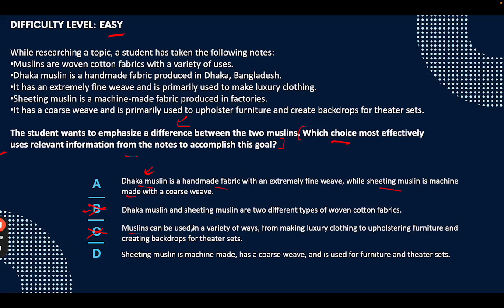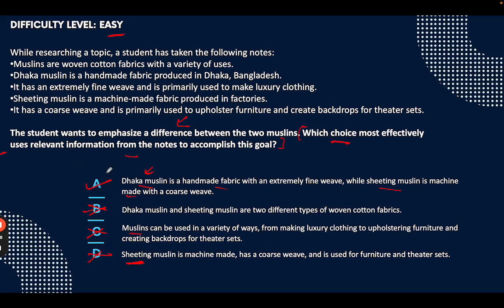Let's look at D. Sheeting muslin is machine made, has a coarse weave, and is used for furniture and theater sets. Now, this option is only talking about one of the types. It's just talking about sheeting muslin. I don't have the mention of the second type of muslin. There is no difference, nothing. So, definitely, again, not meeting the goal.